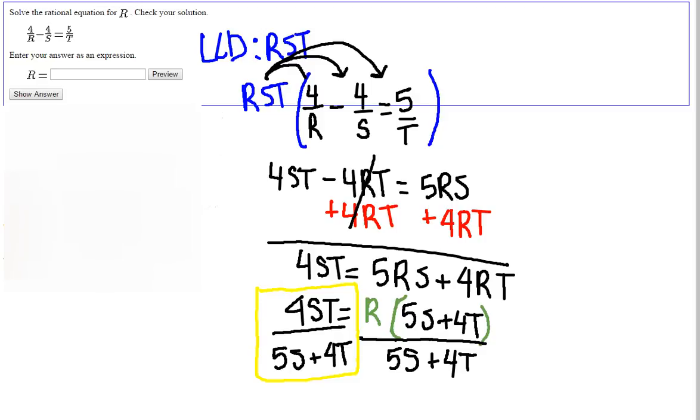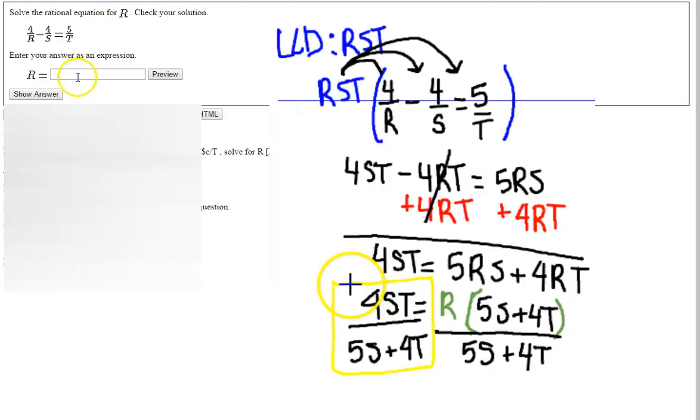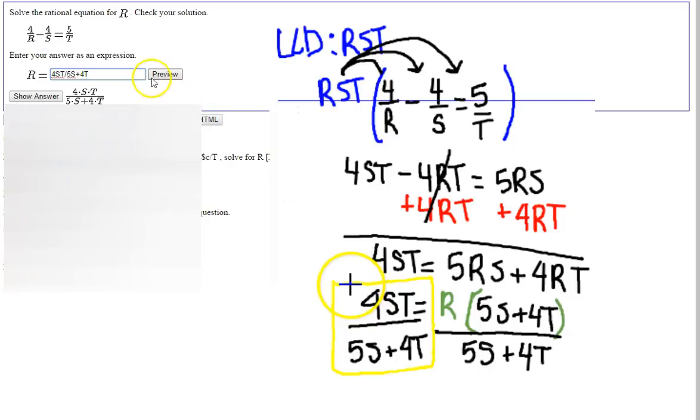So if you were to type it into IMathAS, so you can see the answer that IMathAS is looking for. And so it has the multiplication symbols, but you don't have to include that to get a correct answer. But let's just look at if you were to type it as we wrote it down. So if we just say 4ST divided by 5S plus 4T, we think, okay, that's the answer. And yes, in our mind, that is the answer.